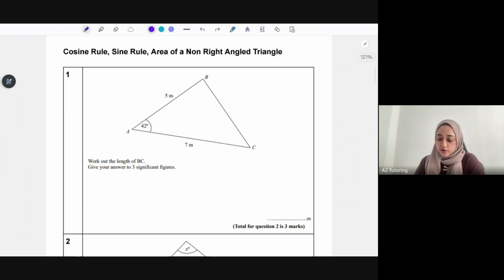So here we're given a non-right angle triangle first and foremost. So we're not using SOHCAHTOA or Pythagoras. It says work out the length of BC. So BC is over here. I'll just call that X. So we're working that out, give your answer to 3 significant figures.